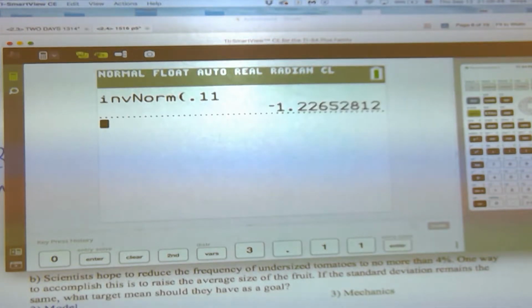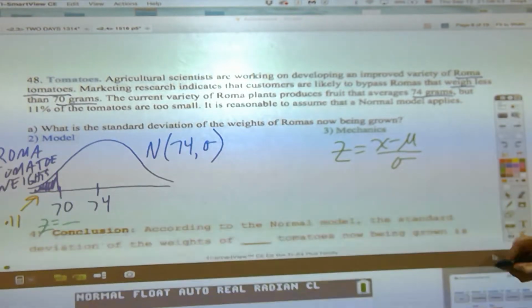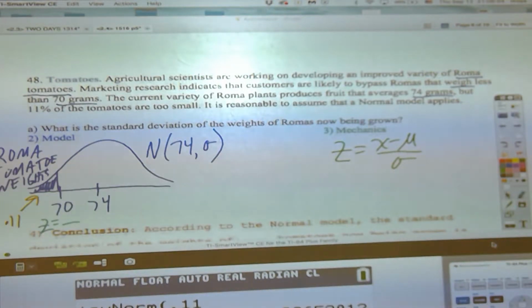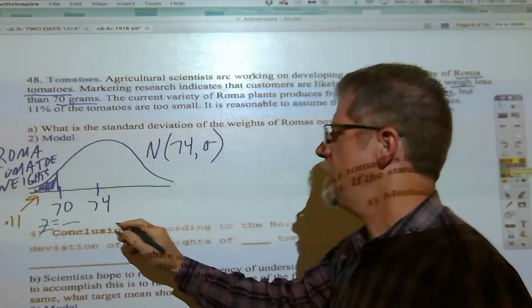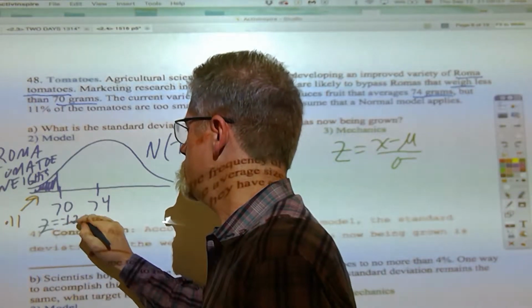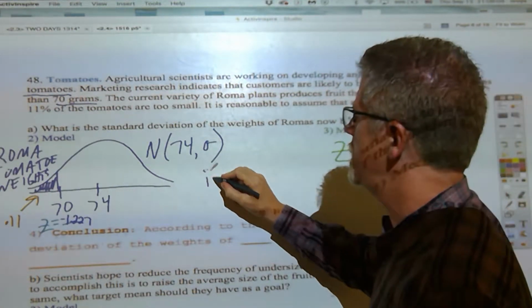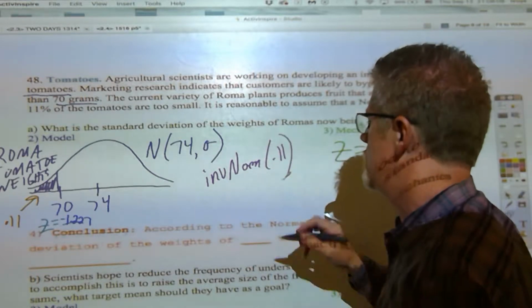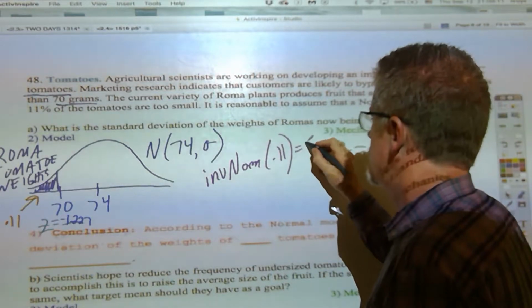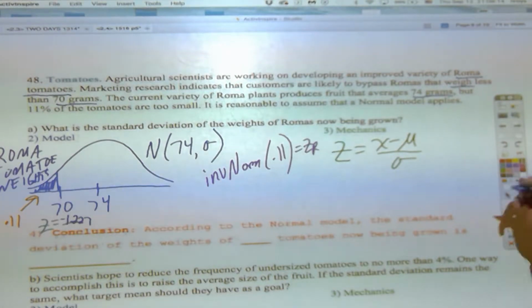So inverse normal at 0.11 gives me negative 1.227. So I'm just going to put that up here. Z equals negative 1.227. And just to document my work here, that came from inverse normal of the left area, 0.11. That actually gave me the z on the right. So now I can go to mechanics and solve for sigma.